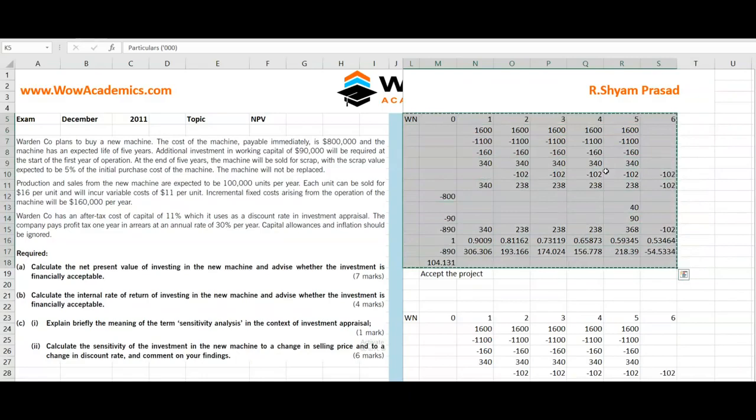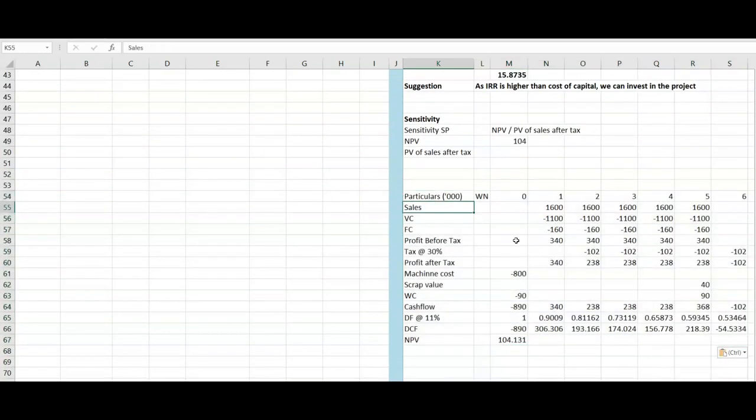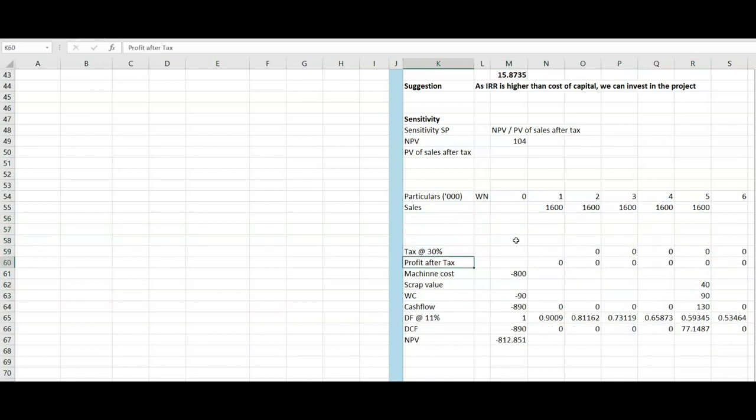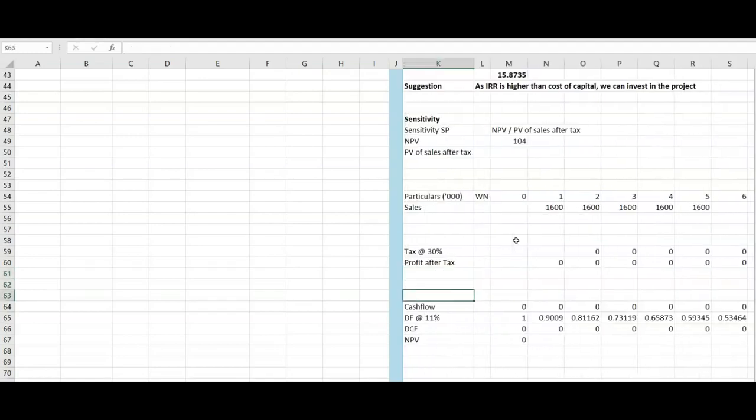We'll copy our entire NPV table and we'll just bring it down. We'll work it out here. Okay, so we need to work out sales, we need the tax, we need sales after tax, and then we need the cash flow, then we need the DCFs and all these numbers. So what we'll do, we'll bunch them together.